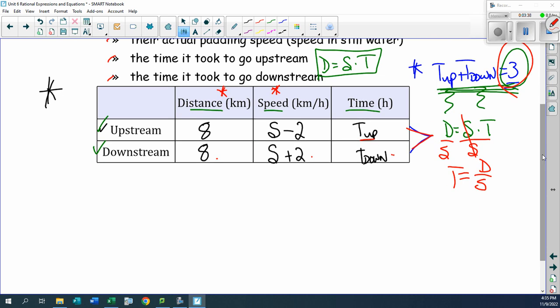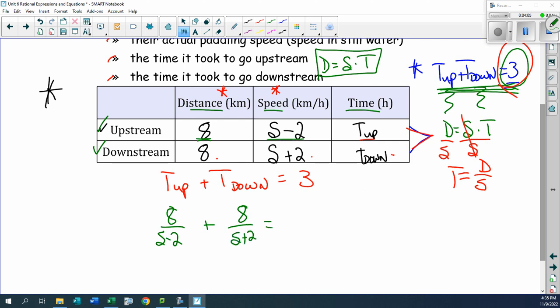Okay, watch this. So let's do this. Time up plus time down has to equal 3. All right. Upstream, there's your distance, 8. There's your speed, s minus 2. Oh my gotcha, there it is. Now look, time down is the same distance, 8, over s plus 2. And those two times together are going to give you 3. But look, I'm writing the 3. I know that this is going to be a rational expression, which means it's a fraction. So I'm going to write this as a fraction. Oh my goodness. This is so easy from this point on.